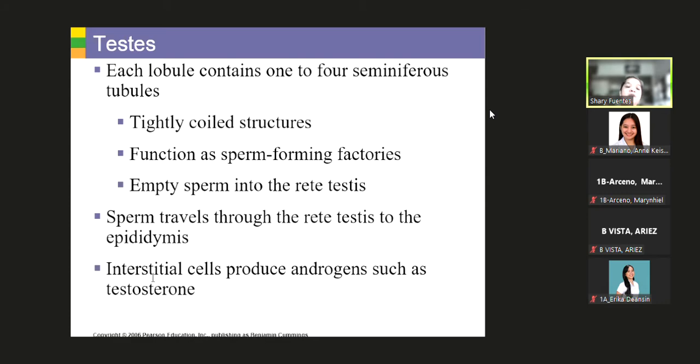Okay, so your seminiferous tubules actually is a long structure also. Tube kasi siya. So it's about 80 centimeters long or about 32 inches in length. Typically speaking, kung titingnan mo siya, each testis would contain about half a mile of your seminiferous tubules.